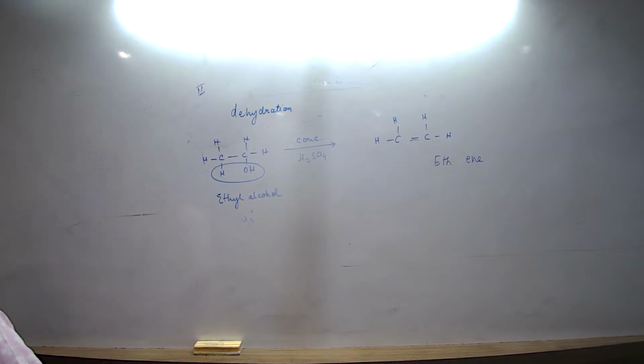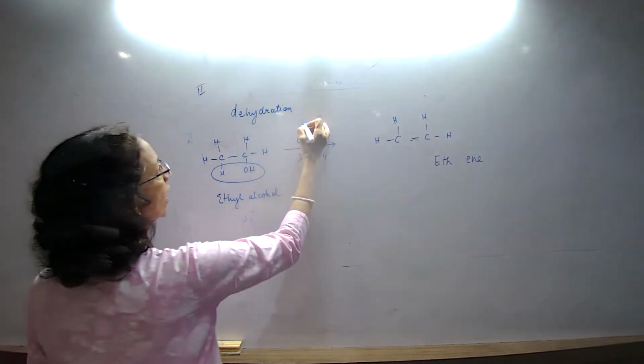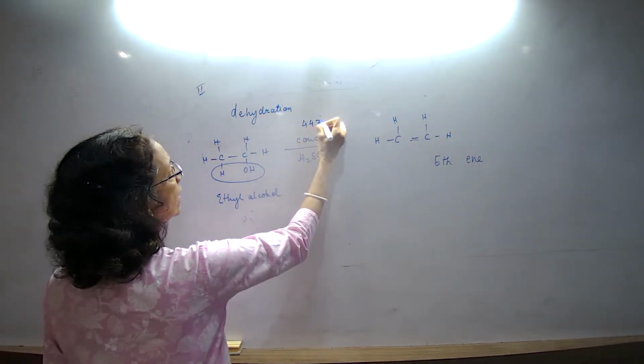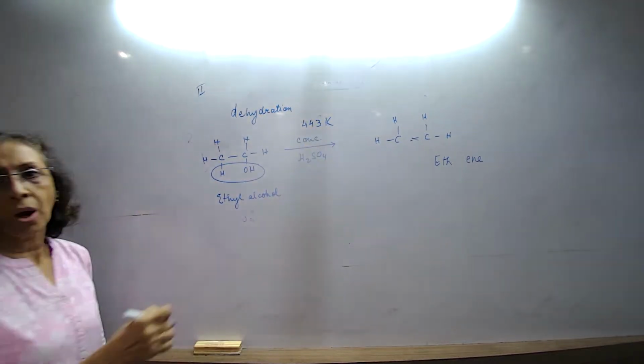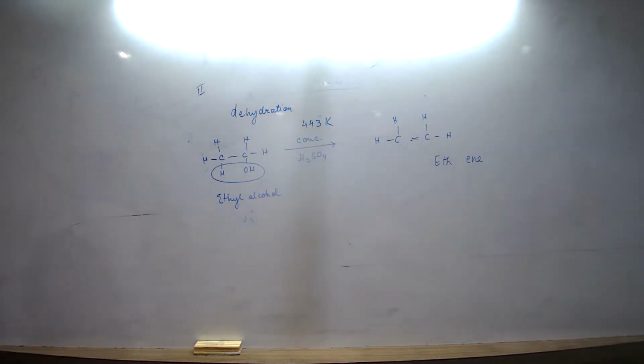And at what temperature? Obviously, the temperatures are very high. Okay, so heating ethanol at 443 K. How much is 443 K in terms of centigrade? Minus 273. 170. Okay, so you can remember that at a temperature of 443 K, that means hot concentrated sulfuric acid.